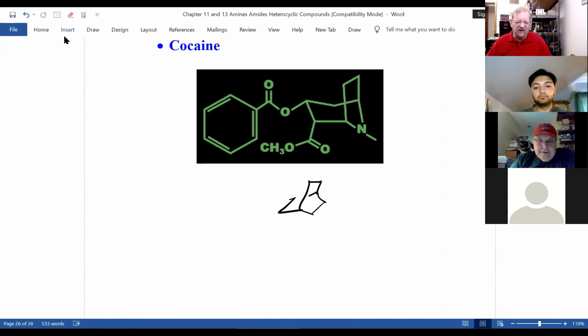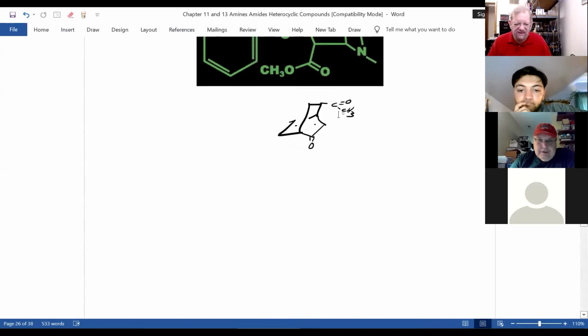This is called bicyclo[2.2.2]octanone. And the molecule I was working with was this diketone, which I made in my research. But this is a complex bicyclic ring here, and there's one right up here. And this is cocaine.